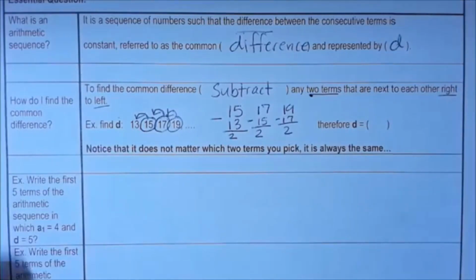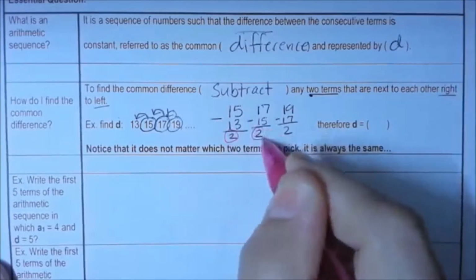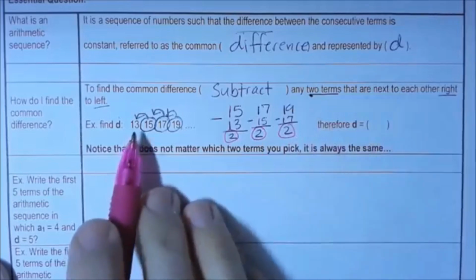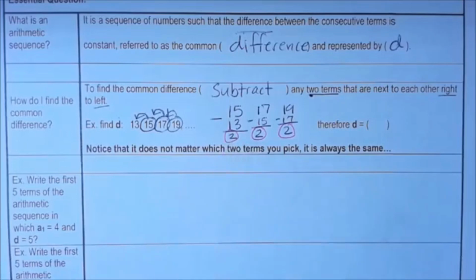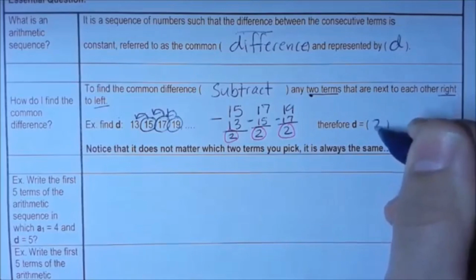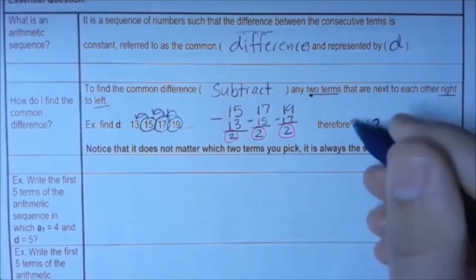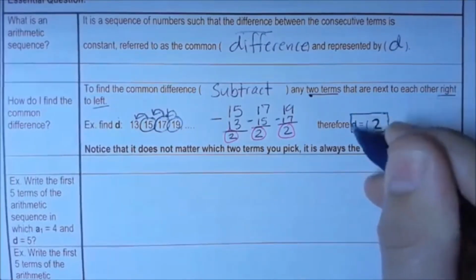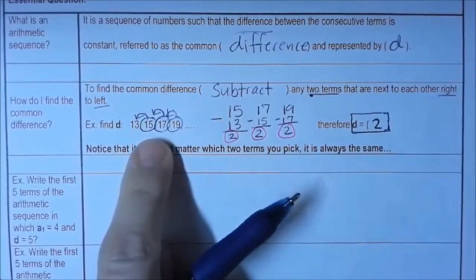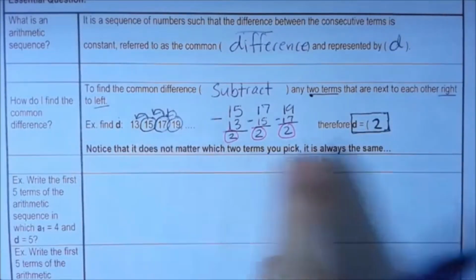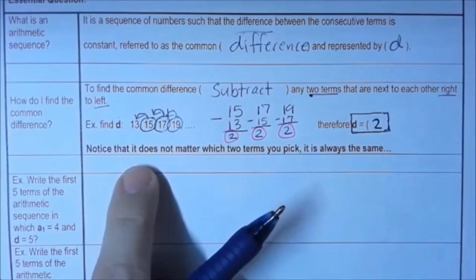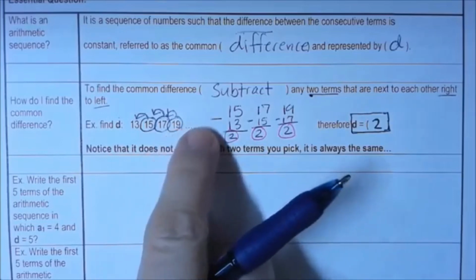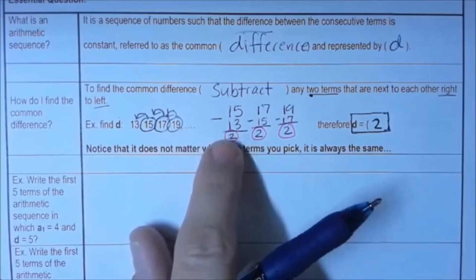So I want you to notice that when we're looking at this, I have the same number that keeps reoccurring. And that tells me that every time we have a sequence, it just increases by positive 2. That means that my common difference is therefore 2. So this has confirmed that this is an arithmetic sequence and that I have a common difference of 2. Notice that it does not matter which two terms you pick, it is always the same.